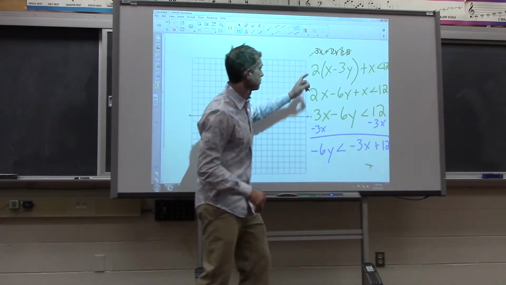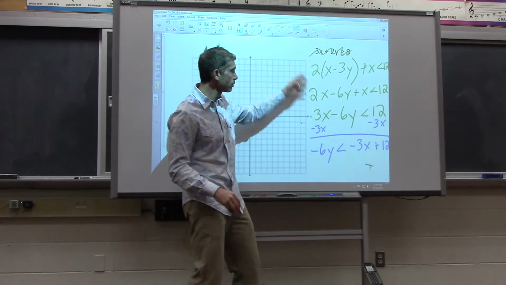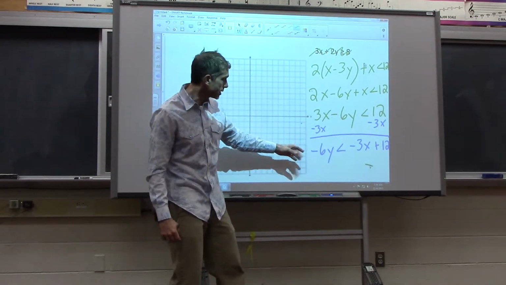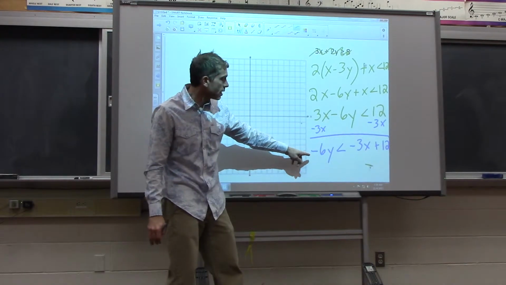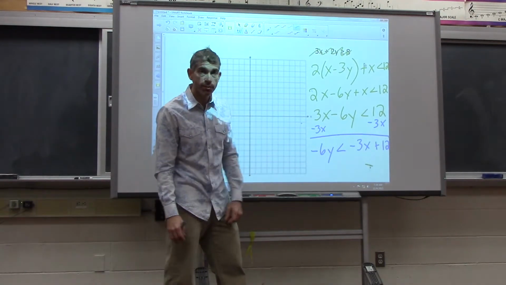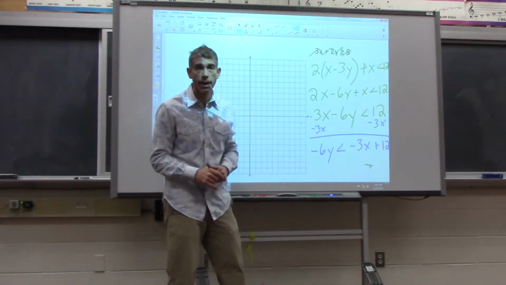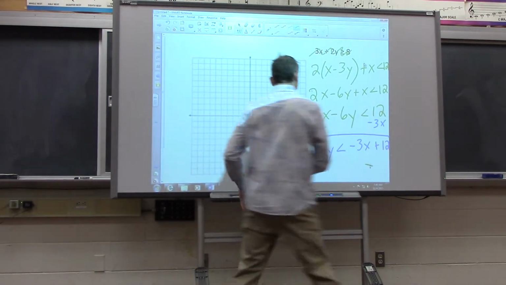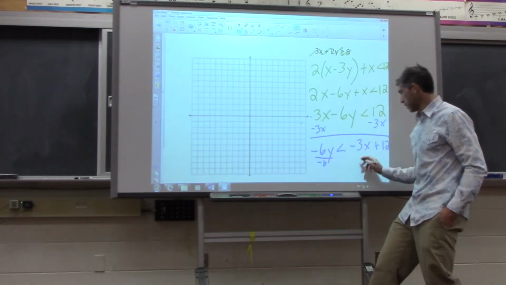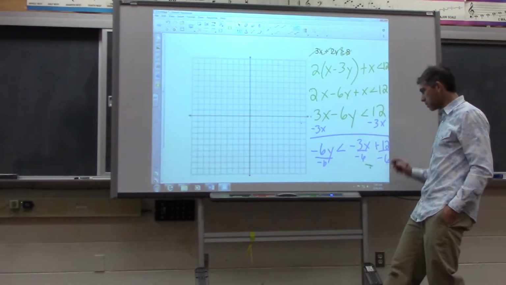Hopefully all this makes sense. I'm distributing, combining like terms, trying to get the y by itself, and hopefully you notice in the next step I'm going to be dividing by -6. Okay, we've got to remember, when we divide an inequality by a negative, we flip the symbol. So technically, we're dividing everything by -6.